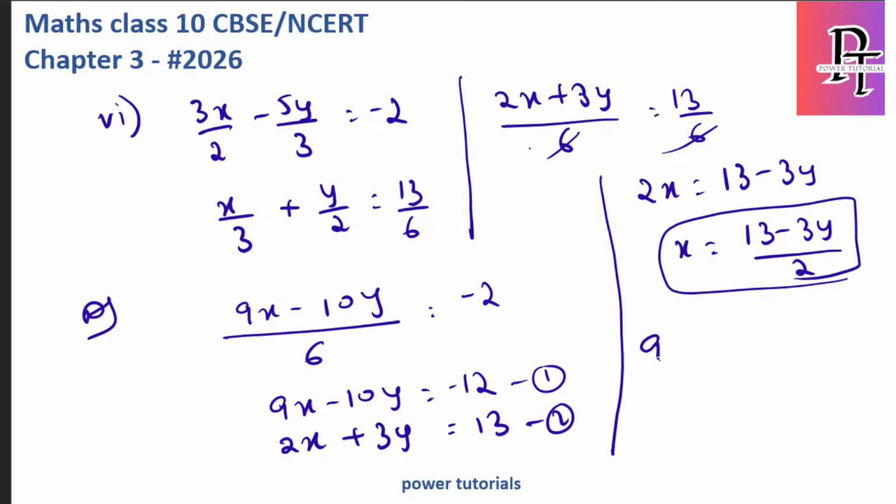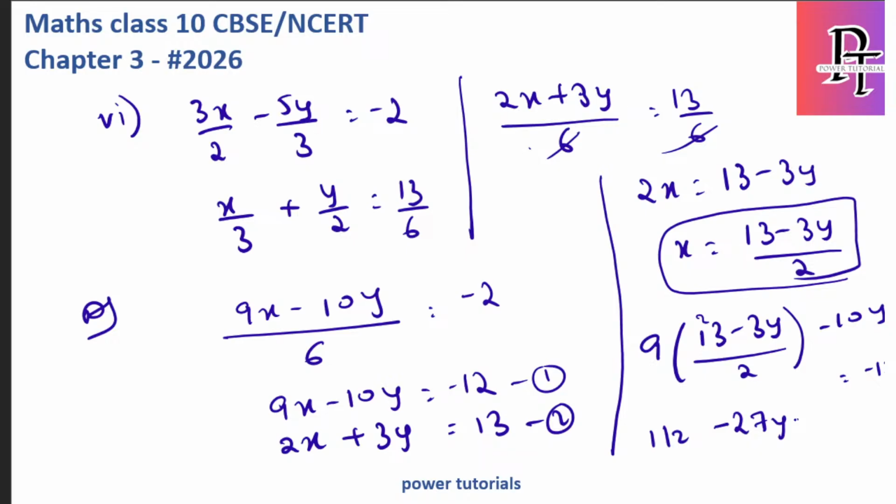Now use this in the first equation. So it becomes 9 into (13 minus 3y) by 2 minus 10y is equal to minus 2. If we take the LCM, this becomes 9 times 13 is 117, minus 27y minus 20y is equal to, if I take 2 to the other side, minus 2 times 2 is minus 4.